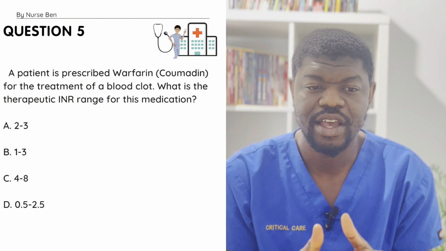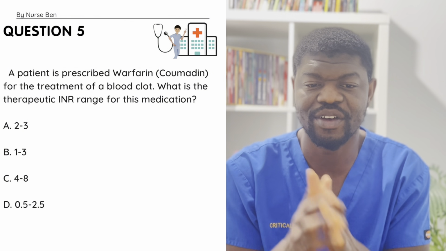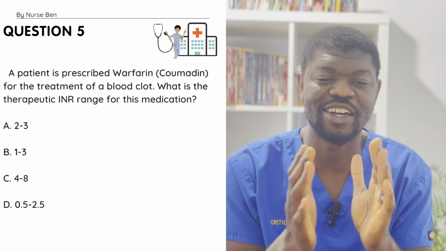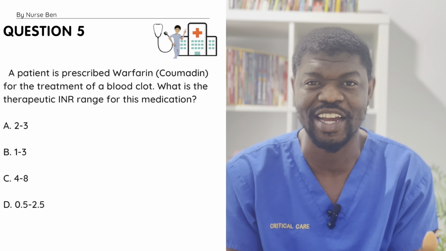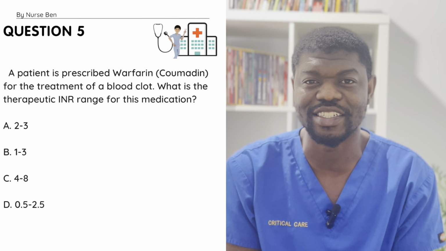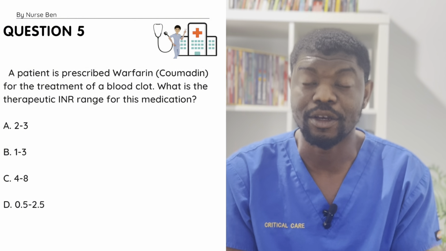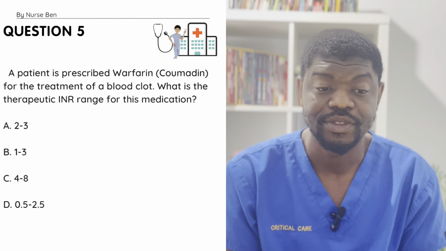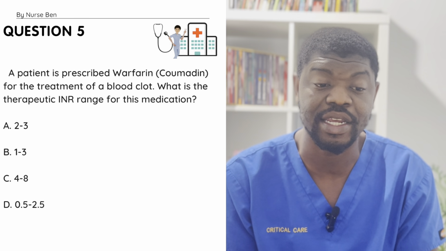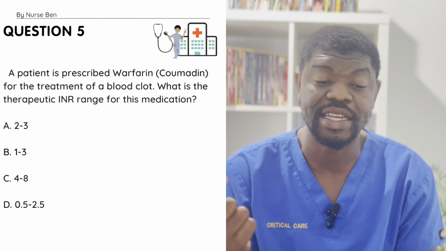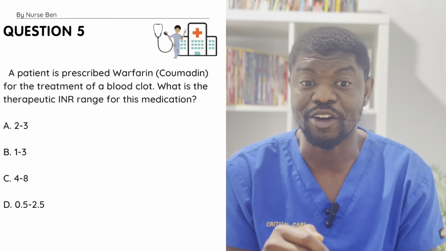Question 5. A patient is prescribed warfarin for the treatment of a blood clot. What is the therapeutic INR range for this medication? I expect you to get this right, now that we just dealt with the warfarin medication. So A, 2.2 to 3, B, 1 to 3, C, 4 to 8, and D, 0.5 to 2.5. Drop your answer in the comments.